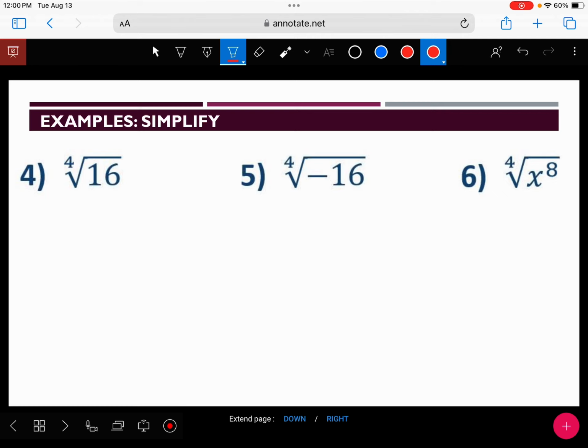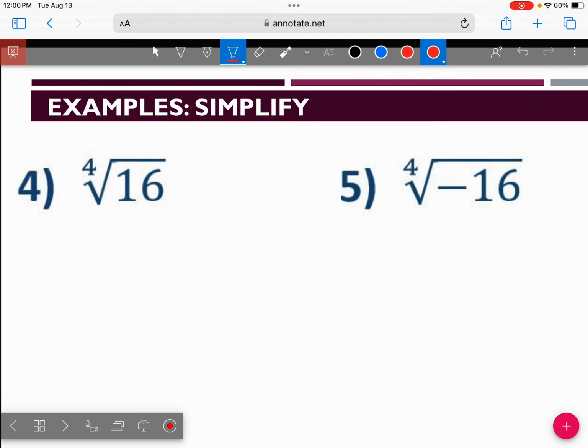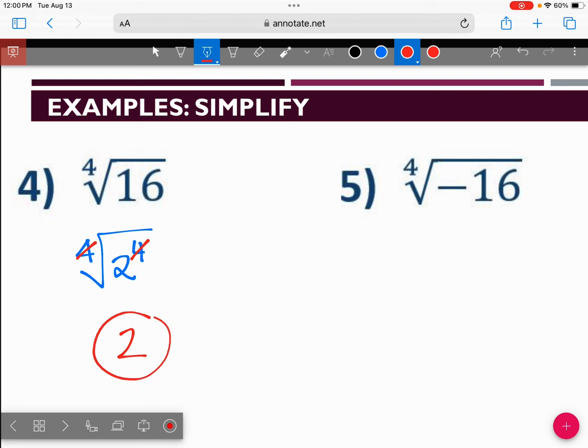So 4th root of 16. So does anyone know what number to the power of 4 is going to give you 16? 2. So this is the same as saying the 4th root of 2 to the 4th, because 2 to the 4th is 16. That's a 4. That don't look like a 4 though. So that would cancel. My final answer is just 2.